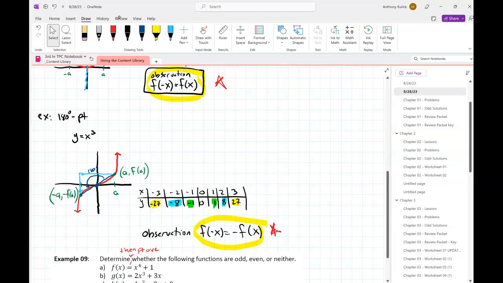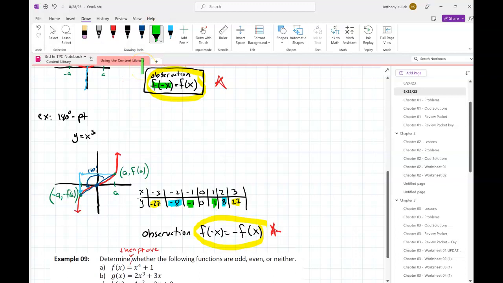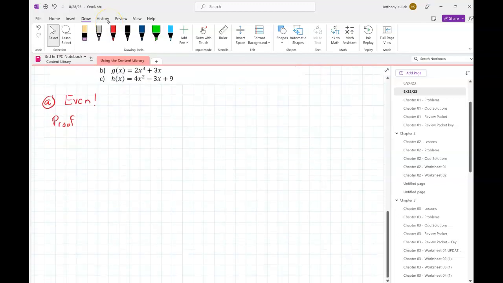Everybody's okay so far? You know what's the awesome thing about these two observations is that they start the same way. So regardless of whether this thing is going to be odd or if it's going to be even or going to be neither, I'm always going to start by just doing f of negative x. So far, so good? Okay, so that's where we're going to start.